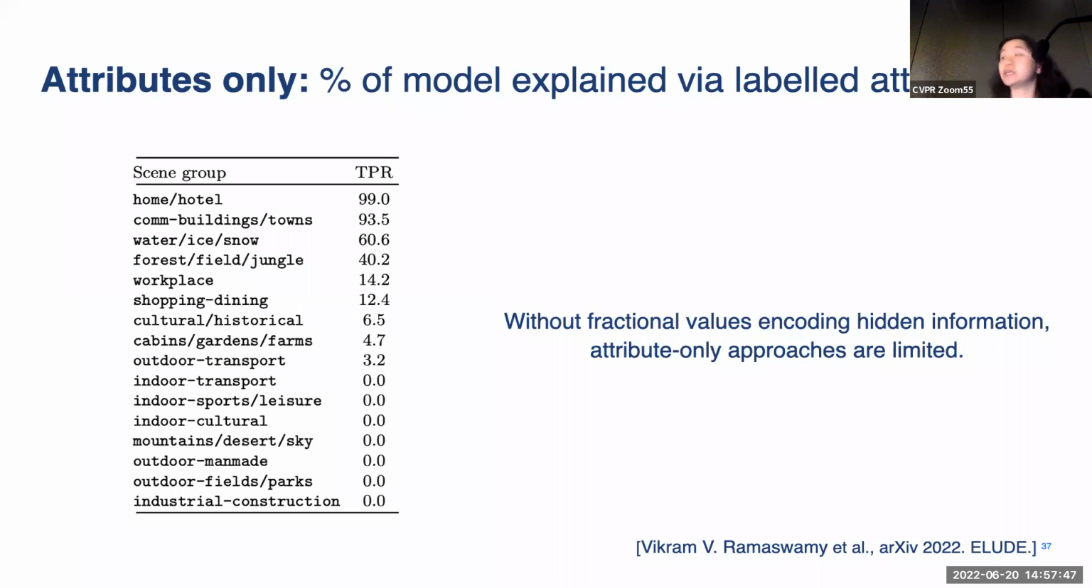We can dive in, and here we're analyzing our 16-way coarse scene classifier and breaking down performance for each output label. So here we're showing the true positive rate for predicting each label as the original model did. And while we know that some scene groups do quite well, for instance, home and hotel can almost entirely be explained by attributes alone, about half a dozen scene groups at the bottom can't be explained at all using attributes. This suggests that perhaps the attributes being used are more relevant for some groups and not others.